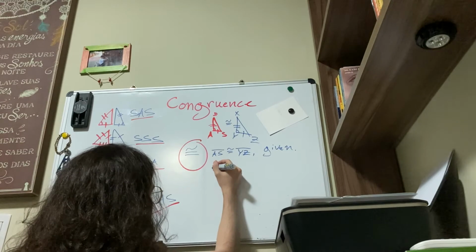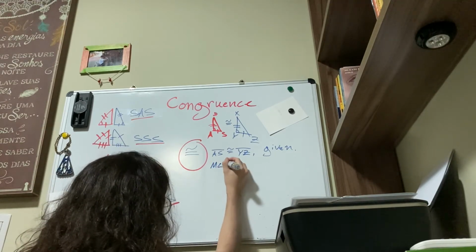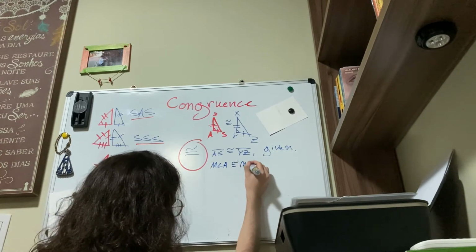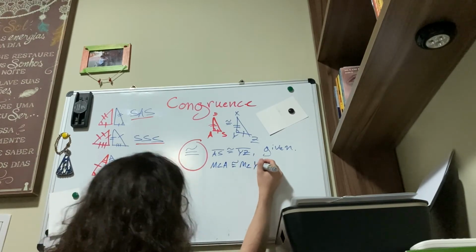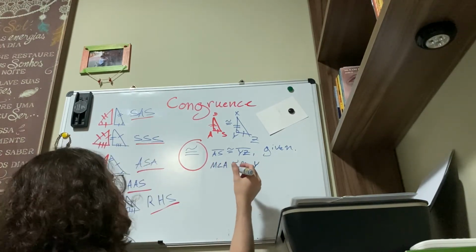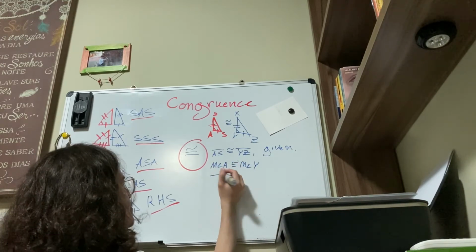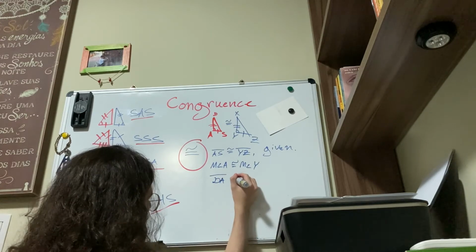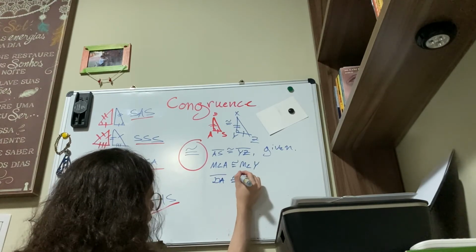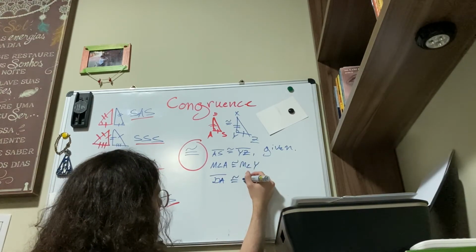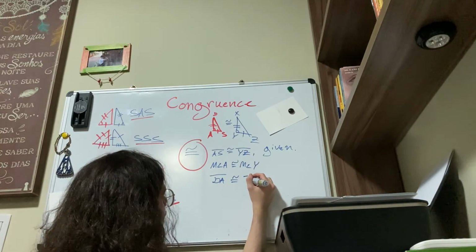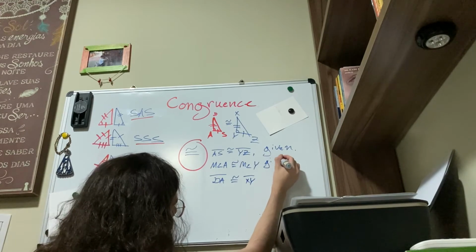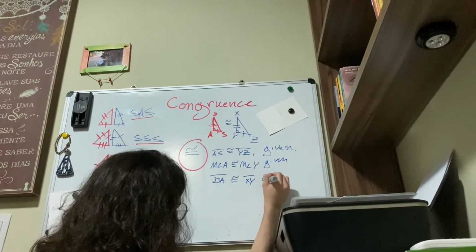And then we're going to say measurement of angle A is congruent to measurement of angle Y. And then we're going to say side DA is congruent to side XY. We're going to write given for both of these because it is.